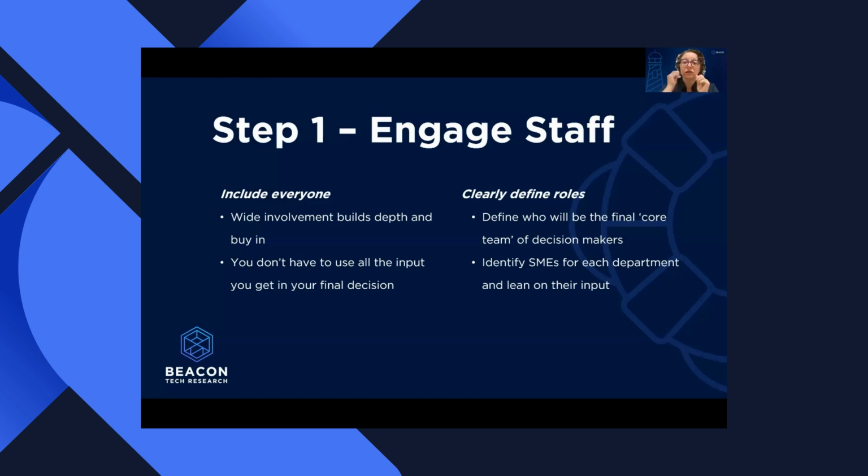And if you try and do more of a top-down selection where you maybe only involve IT or management staff, you don't get that buy-in, and people will start torpedoing your selection before you even start. You don't have to use all their input, and you may have people where you think they're not going to have very useful input, but just having the conversation is a really big outreach effort to start building that buy-in and moving in the change management direction.